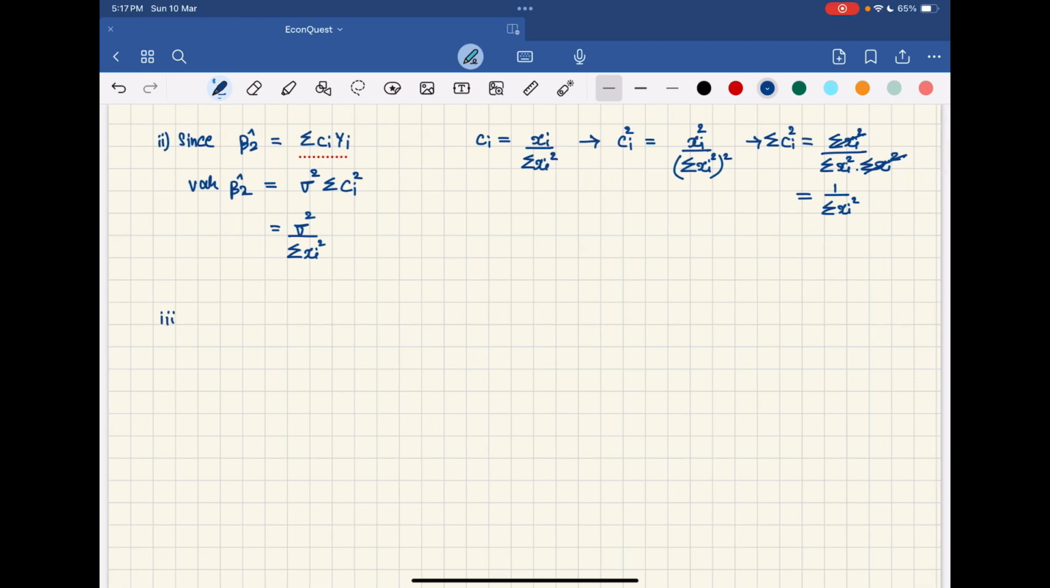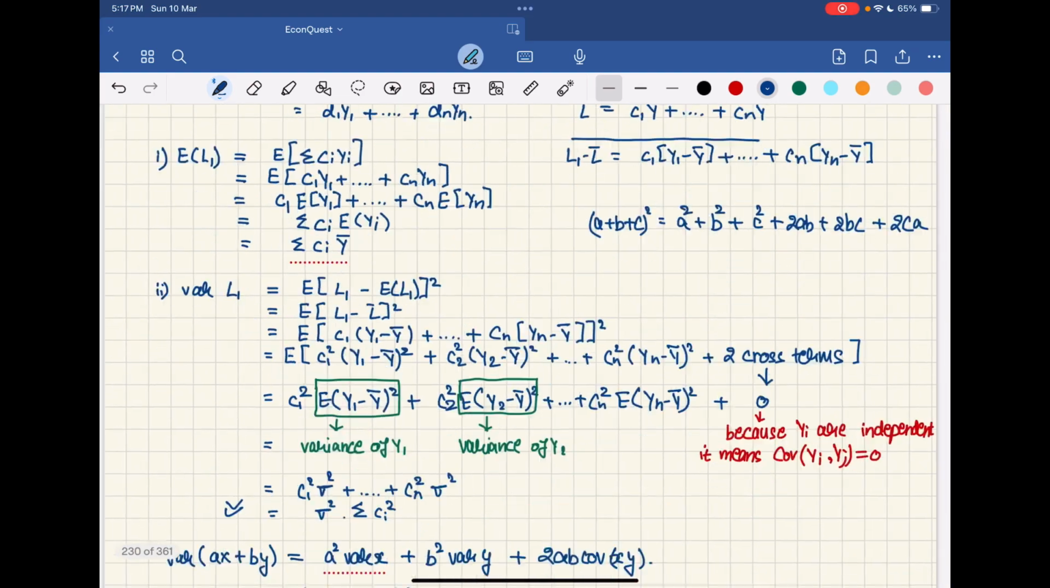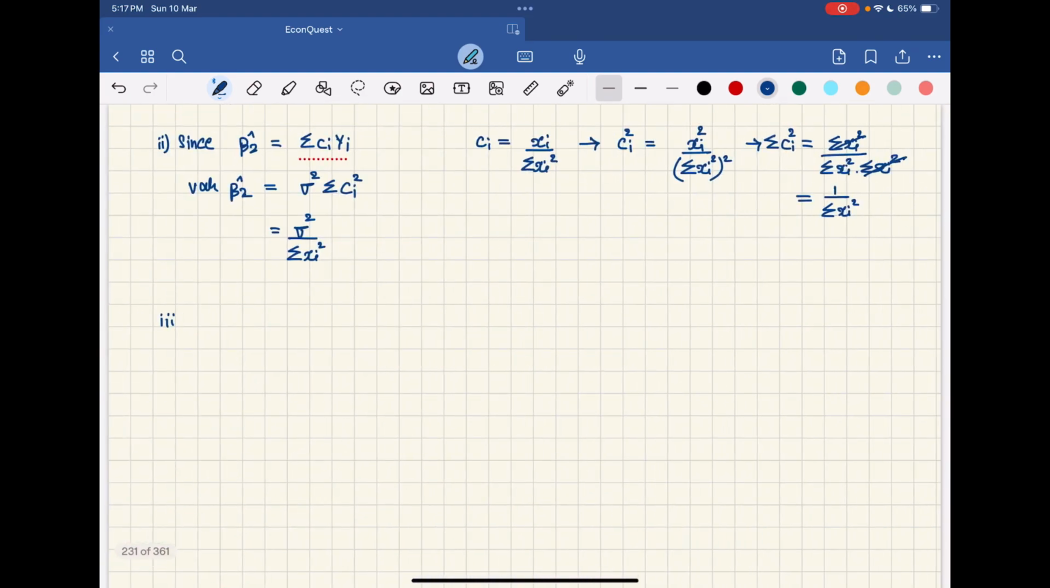Similarly, let's have a look at the variance of beta 1 hat. First thing, we need to define beta 1 hat as a linear combination of yi's. So your beta 1 hat is equal to y bar minus beta 2 x bar, right? This is from normal equation 1.